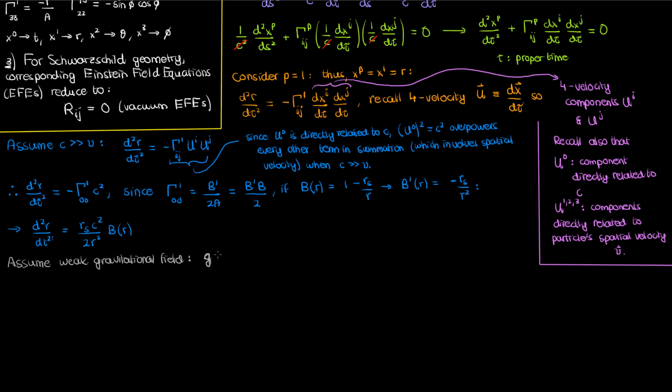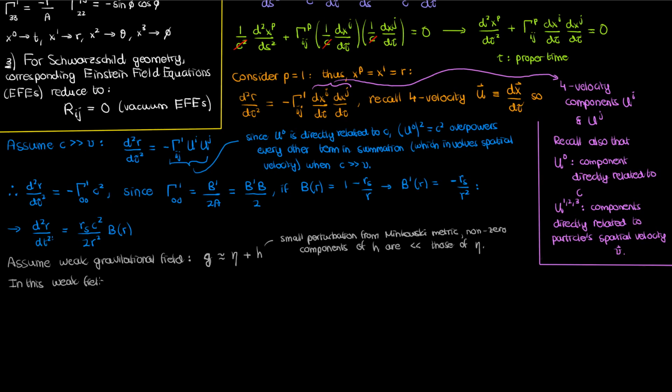What this means is that the metric tensor corresponding to our gravitational field can be approximated as the Minkowski metric plus a small perturbation h from that Minkowski metric. This h is very small compared to eta. So in the weak field limit, the b of r component approximately just becomes 1, meaning that our radial acceleration turns into the following. I'll call this equation 4.